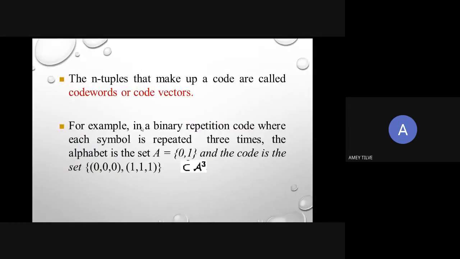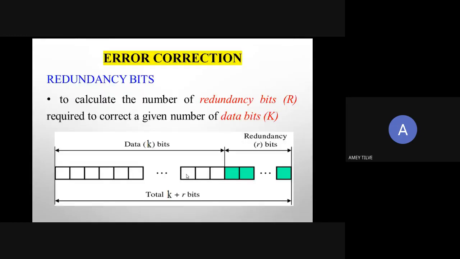So for example, in the binary repetition code, where each symbol is repeated 3 times, the alphabet set A is 0 and 1, and the code is what? 0, 0, 0 and 1, 1, 1. So A will be repeated: 0, 0, 0 and 1, 1, 1. So this is just an example of a code word. What do you mean by code word?